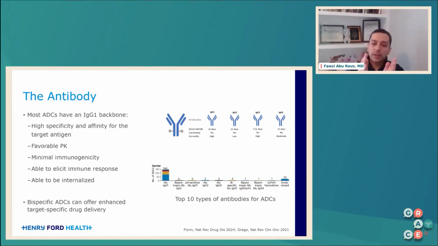They also have a very favorable window, the ratio between efficacy and toxicity. They have minimal immunogenicity, which means that they're not going to be targeted by the immune cells and destroyed once they enter the body, but at the same time they're able to elicit an immune response through the Fc portion that we talked about. And because they're small compared to other types of antibodies, such as IgM, the cancer cell can internalize the IgG, and then it can kill the cancer cell from the inside. We're going to talk about the mechanisms of action in a little bit.